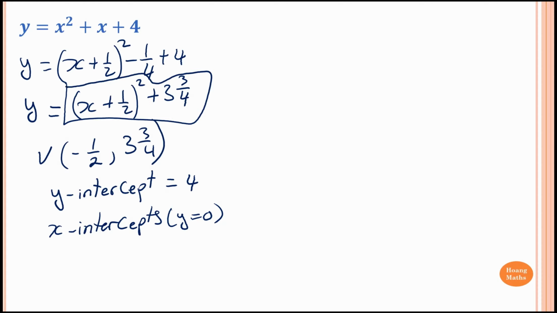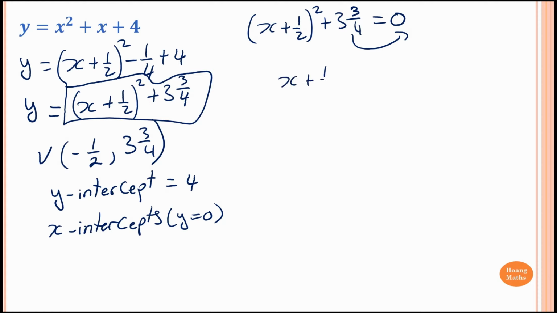So we use this. So that means x plus a half all squared plus 3 3/4 is equal to 0. I move this 3 3/4 to this side. So x plus a half all squared is equal to negative 3 3/4. So you know that we cannot square root a negative number. So therefore there is no solution for this. So therefore no x-intercepts.